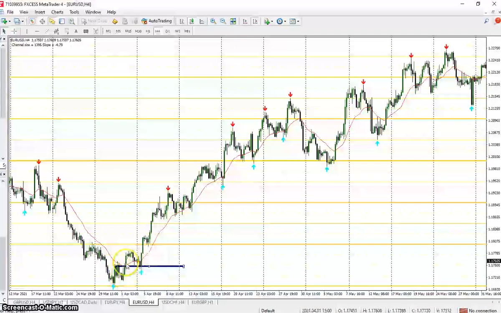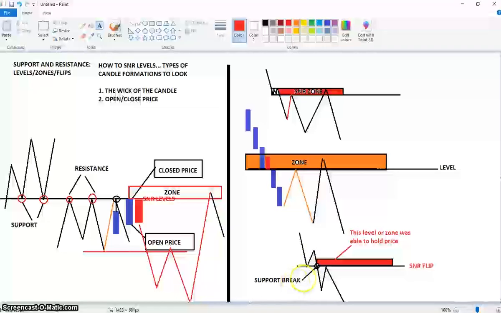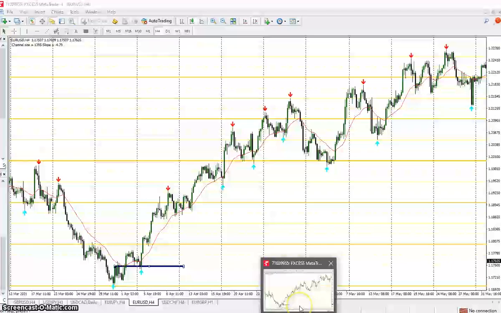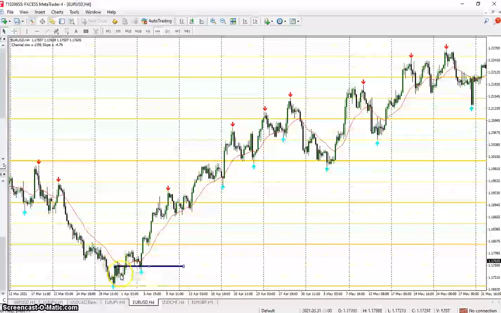Then price came down and broke it. Do you remember this place? In the case of this one, it was a support break. Price was forming a support, it broke, and support turned resistance. So that was what happened here. Price made a resistance, went straight, broke the resistance level, and then came back.